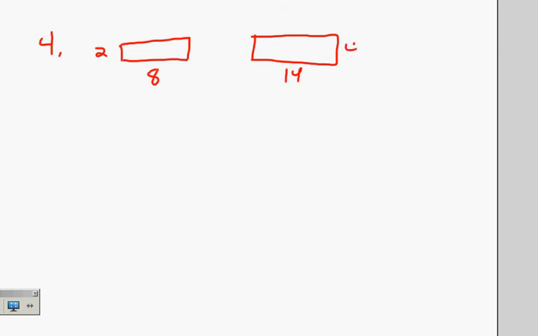Okay, number 4. Tell whether the rectangles are similar and explain your reasoning. So we have 2 rectangles there. One with the dimension of 2 centimeters by 8 centimeters, the other one 14 by 4. Now, some of you may have already looked at it and thought, well, 2 times 2 is 4 and 8 times 2 is not 14, so those aren't matching up. And that would be a good reason.